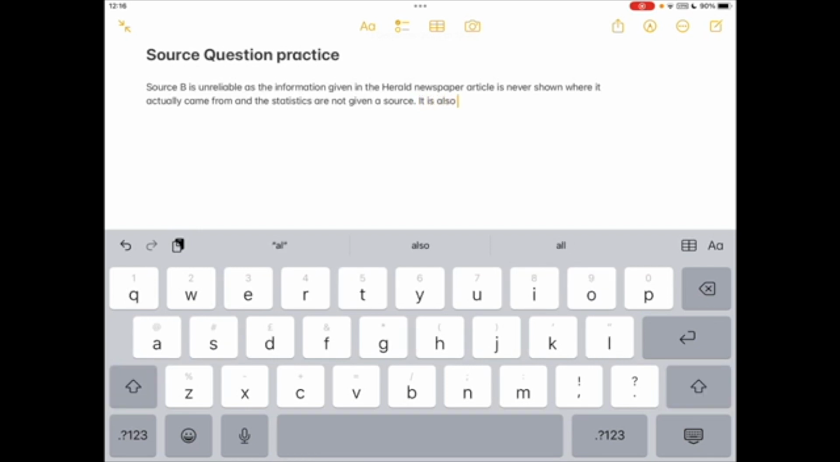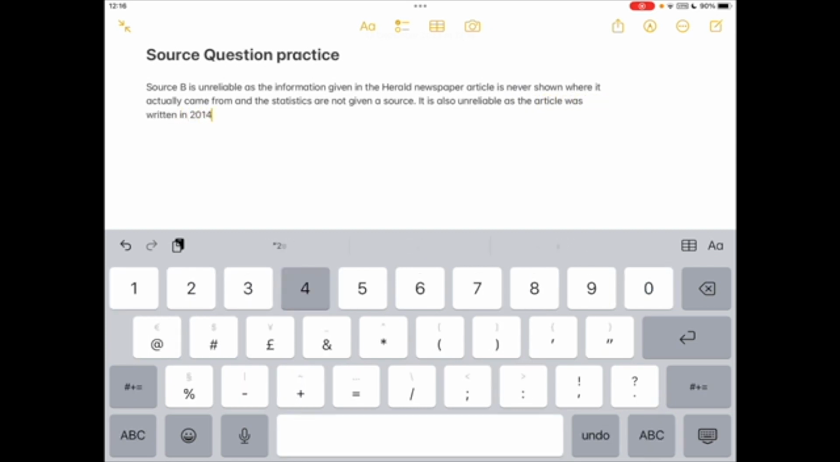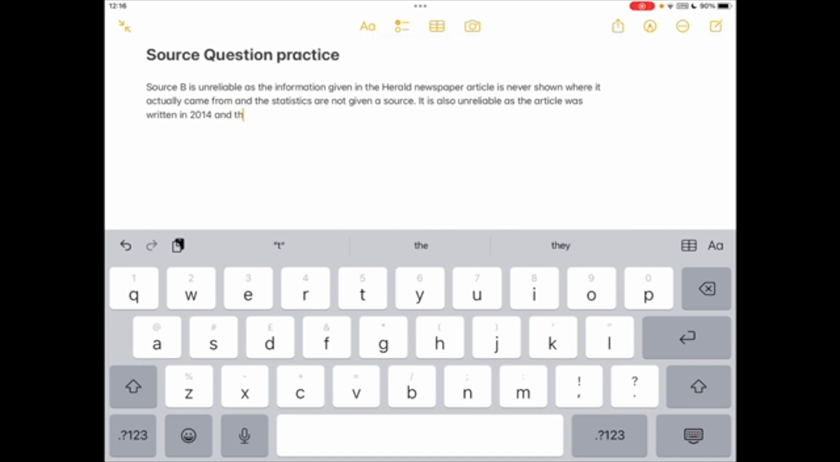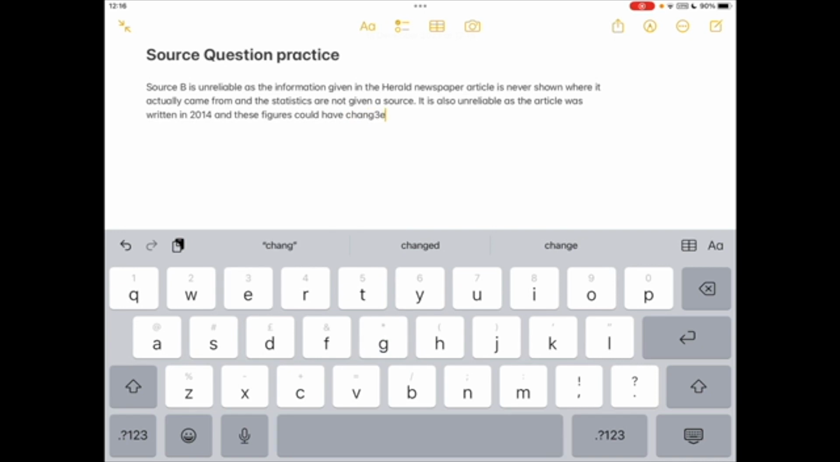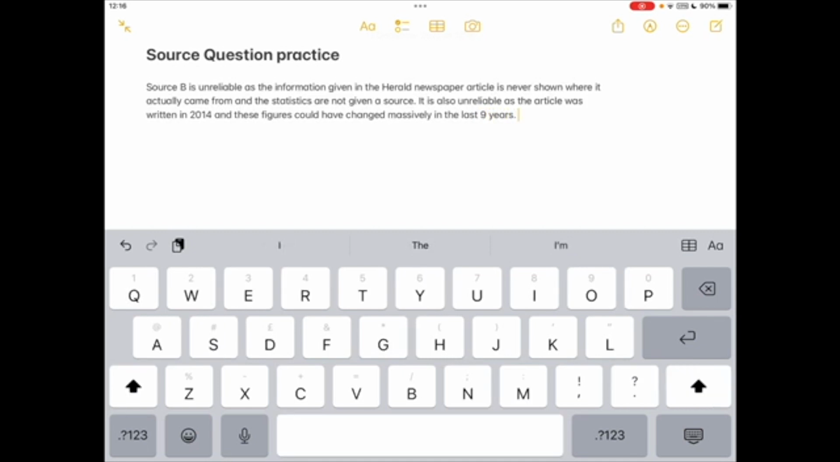It is also unreliable as the article was written in 2014, and these figures could have changed massively in the last, and this question was done in 2021, so it would be the last 7 years, but because it's 2023, we'll write the last 9 years. So be specific when you're saying that. Be specific and say that this is the amount of time that's passed.